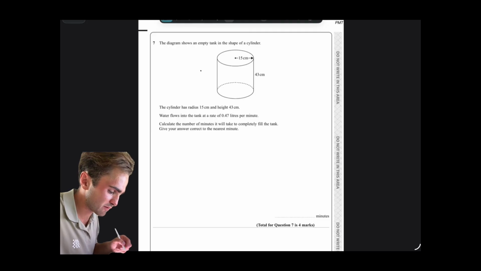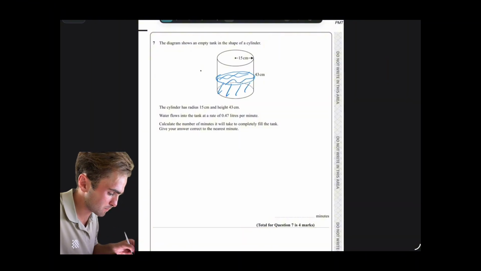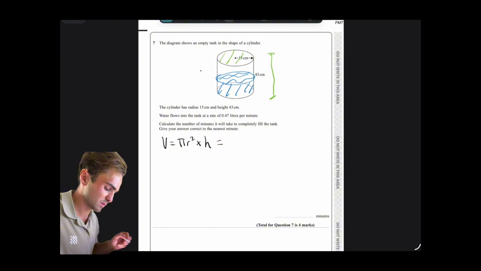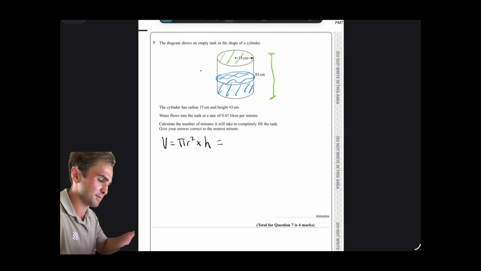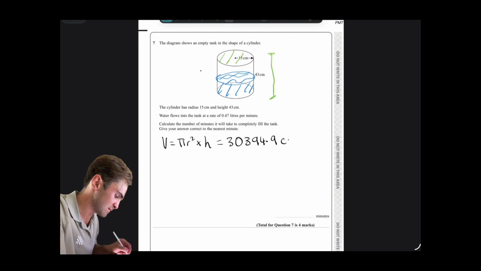Okay, so we have a volume. We want to fill up the volume with our water, right? So we want to work out the volume, which is the area times the height. So the area of a circle is pi r squared times the height, which is pi times 15 squared times 43. So we get a volume of 30,394.9 centimeters cubed.